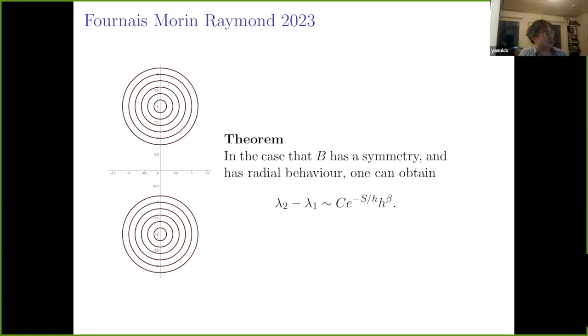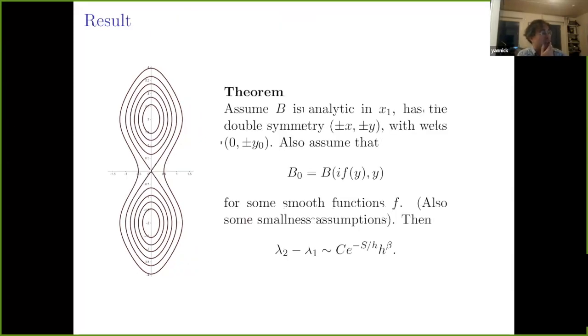Okay, so now I can show what our result is. Our result does not imply the previous result. It's a different result. So now I have a function b which is only analytic in x1. But for the benefit of this talk, you may think of b as being analytic in both variables. In any case, it turns out that being analytic in x1 is sufficient. And it has a double symmetry: if you replace x by minus x or y by minus y, you just get the same value for b.